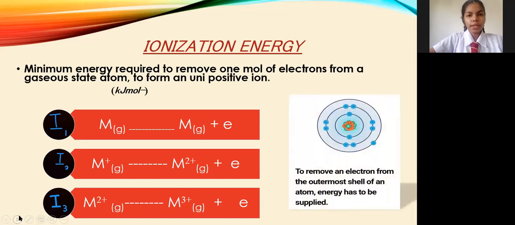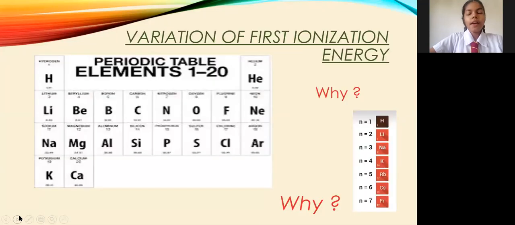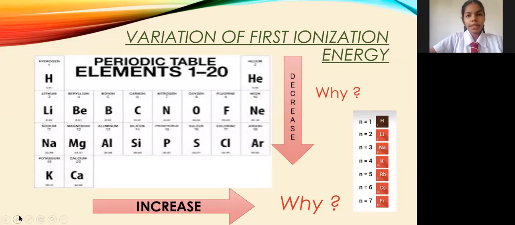So now let's move towards the variation of first ionization energy. First ionization energy decreases down the group. That's because when moving down the group, the number of energy levels increases, so the gap between the final energy level and the nucleus increases. So the first ionization energy decreases. Also, when moving across a period, first ionization energy increases. That is because when moving along a period, the number of protons increases and the nuclear charge increases. So now I would like to hand over to Dharani to continue.